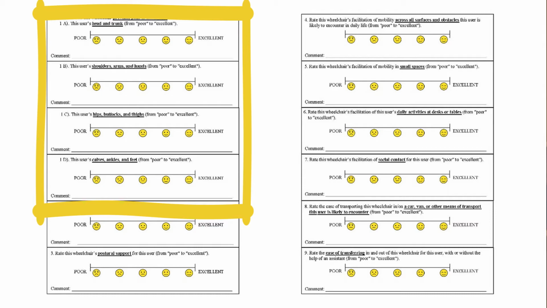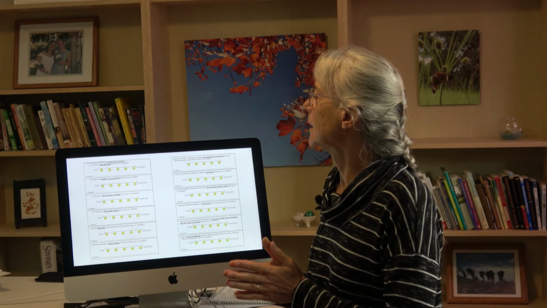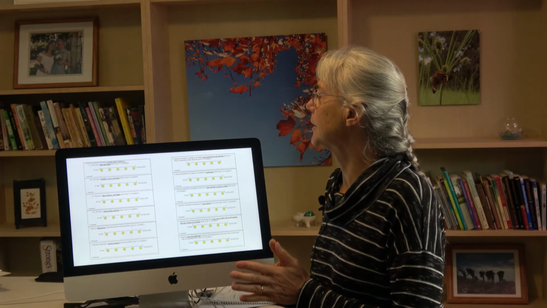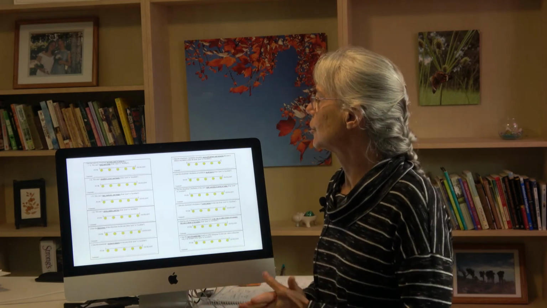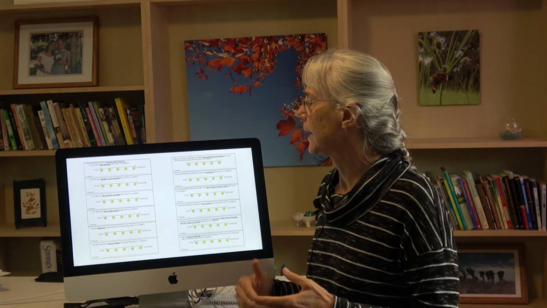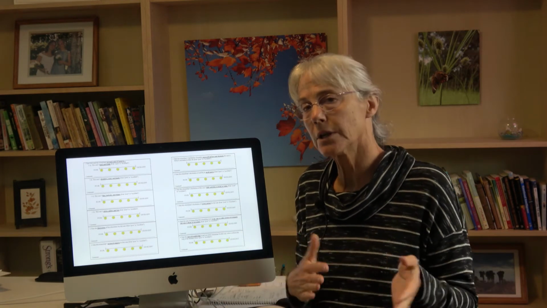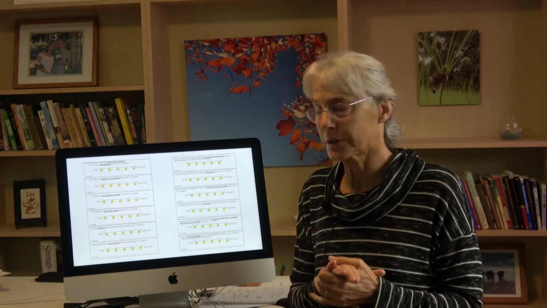We wanted it to be answerable for almost every wheelchair user. So the first one is: rate how well this wheelchair prevents pain or harm to the user's head and trunk, from poor to excellent; to the user's shoulder, arms, and hands; to the user's hip, buttocks, and thigh; and the user's calves, ankles, and feet. So you can answer if they're missing bits they should have, or if bits are not appropriate, or fit is not appropriate for the different parts of their body.